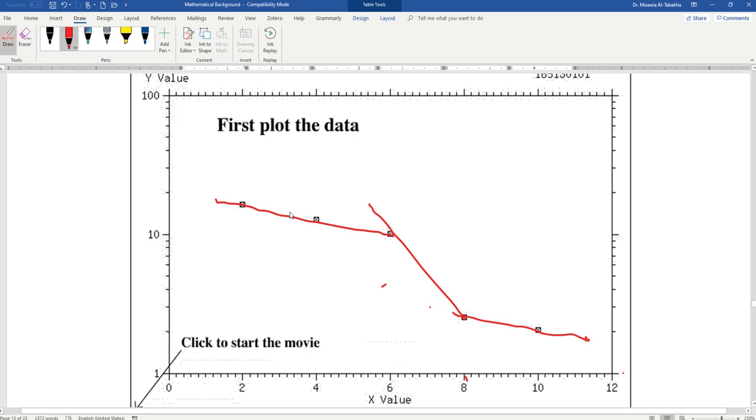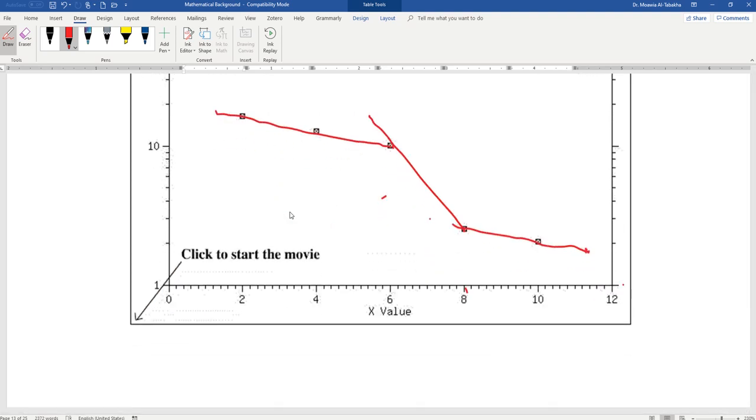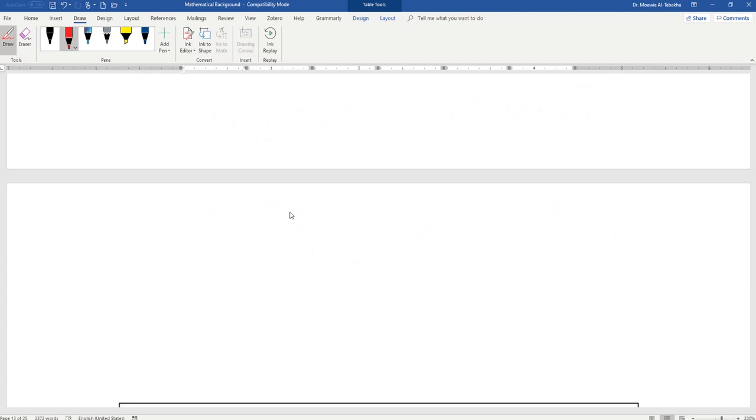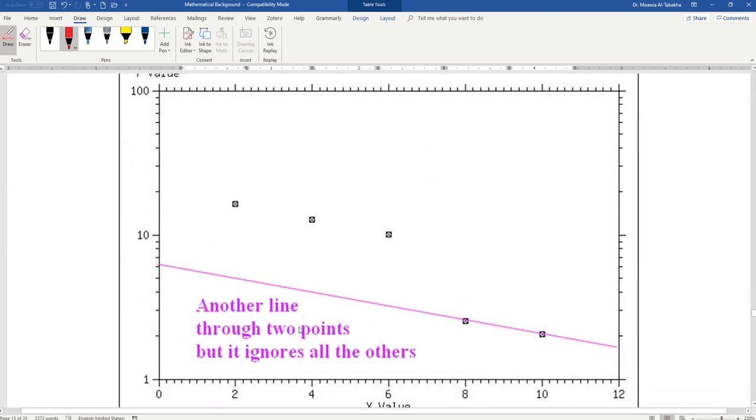So let's see what could represent these data points accurately. Should I come behind? What do you think about this? Now we have here a straight line passing through these 2 data points. And here is where you can read your concentration. Now this is wrong. Why? Because I completely ignored these 3 data points.